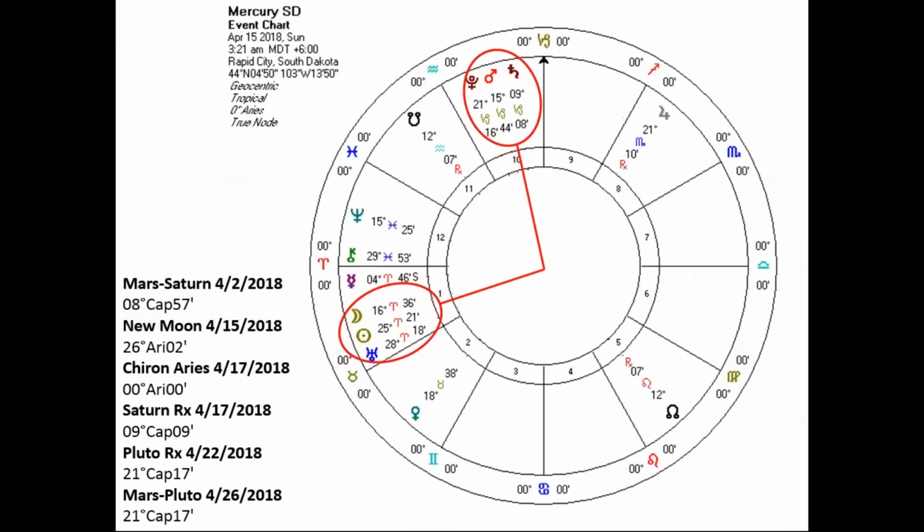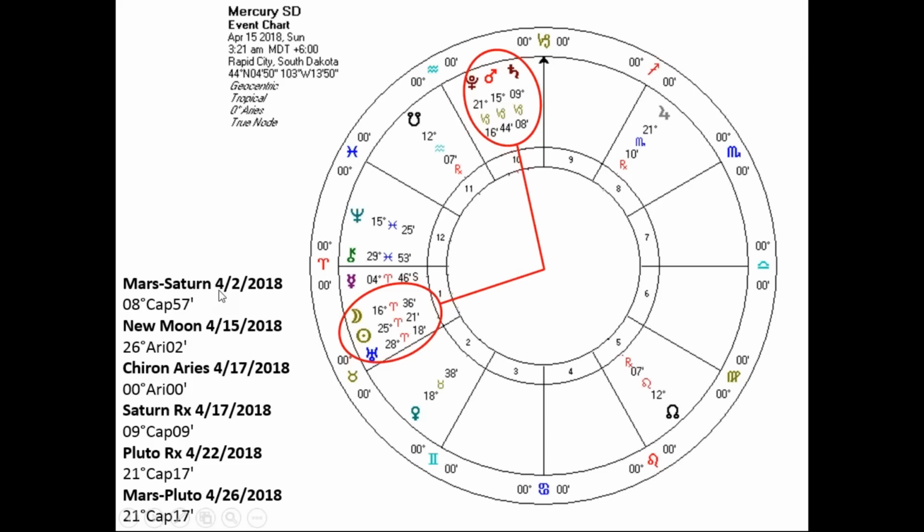Here's Mercury direct, April 15th, which is a new moon. Here's all the Aries, Capricorn squares again. As you can see, when Mercury turns direct, Mars has moved beyond Saturn, and it's halfway between the two. Here's what happens in April.